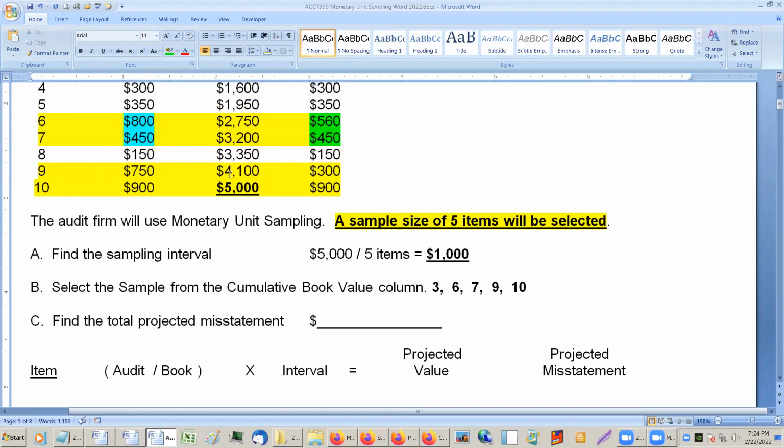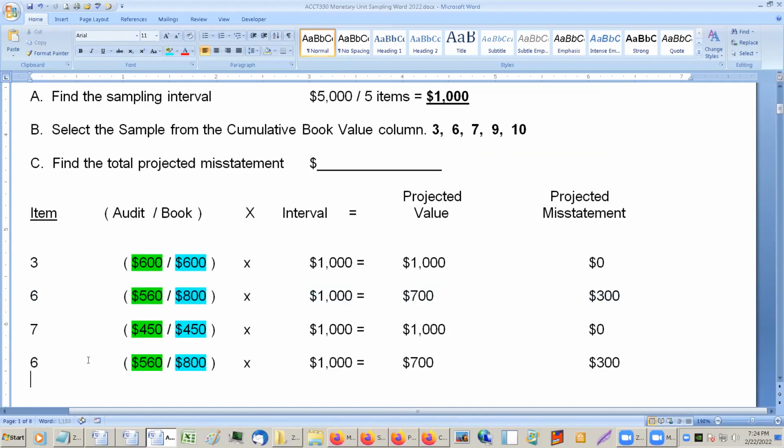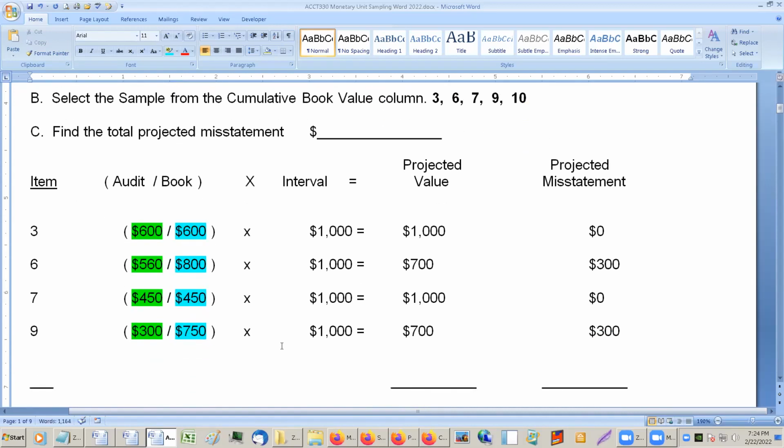Number 9. $300 and 750. So 300 and 750. Okay, whatever that is, 400. So for that interval, only 400 of it is good. The rest of it, the 600, is a misstatement.